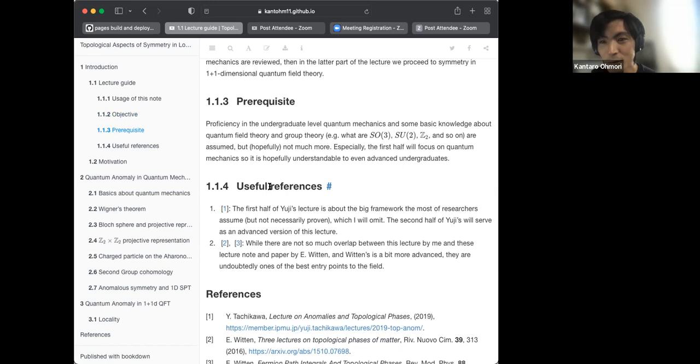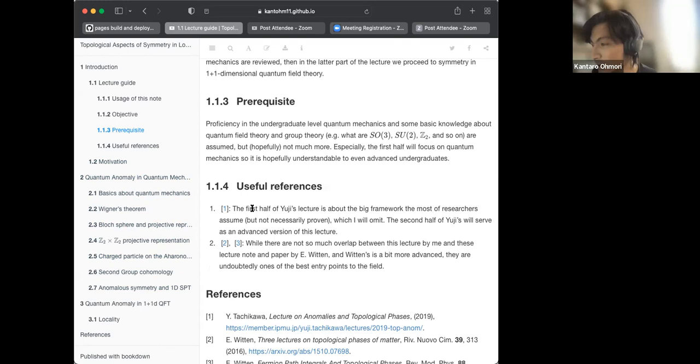I want this lecture to be very grounded, not relying on some big hypothesis, and it should be understandable in every detail. That's my intention. But for that reason, I cannot go far. As I said, I'm just going to talk about quantum mechanics for most of the part. So I don't assume that you can start research right after hearing this lecture.